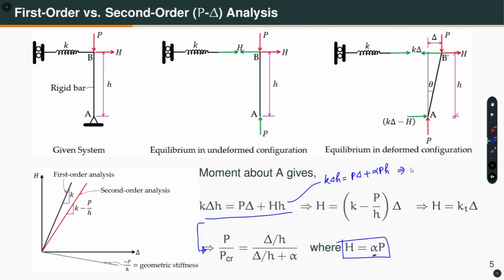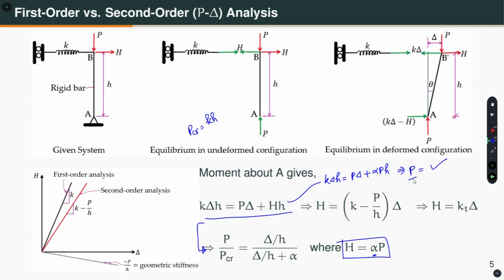So, from here you solve for P, okay, and then I want to normalize that P because I want to express it as a fraction of the critical load. What is the critical load? The critical load for this problem, if you recall, we have done in the previous class, PCR is equal to simply K into h, okay, where h is the height.